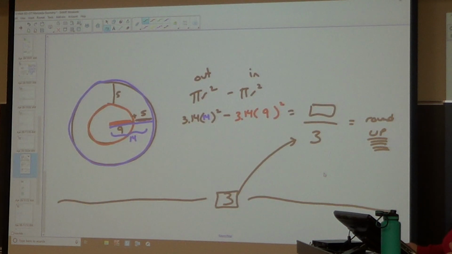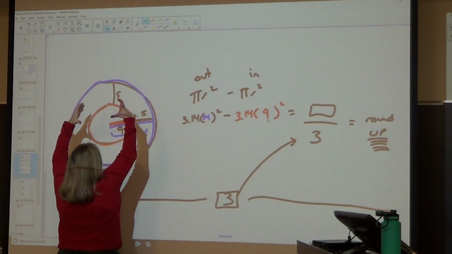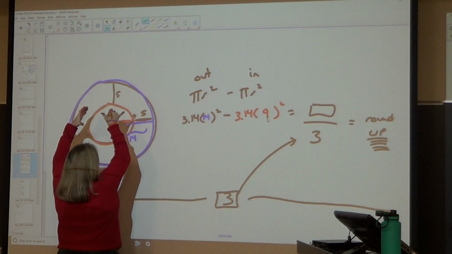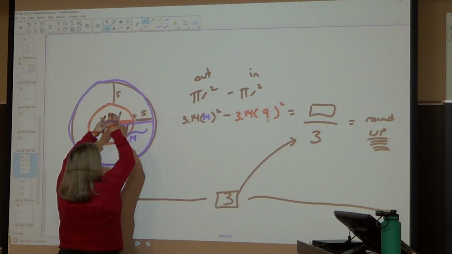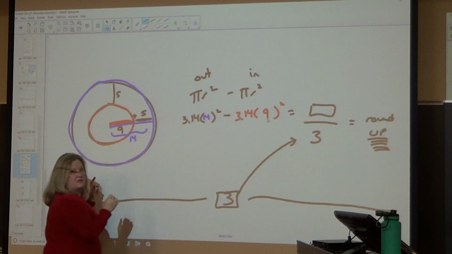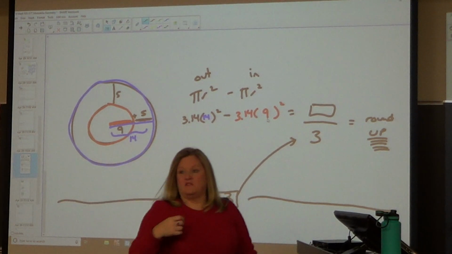Ahmed, do you have a question? I'll ask when you had got that 9. Oh, from. That's the radius of the little circle. That's the radius of the little circle. So 9 is the radius of this baby circle. And 14 is the radius of the big circle, which I got from 9 plus 5. This one's tough.